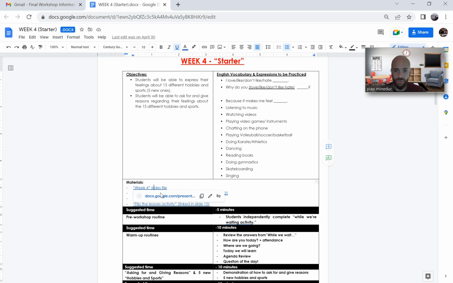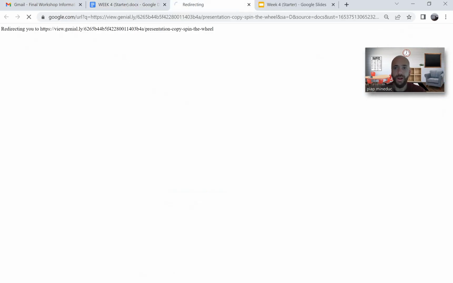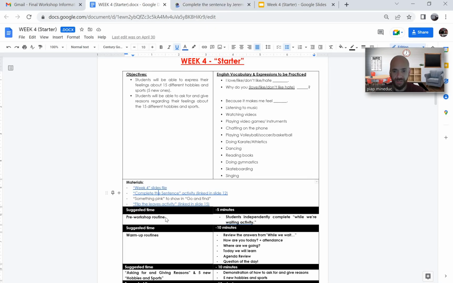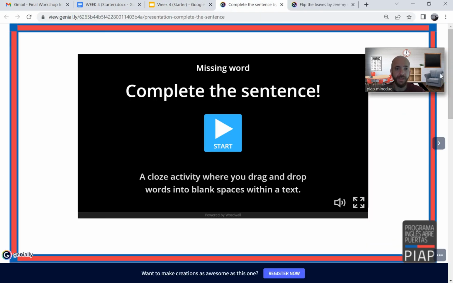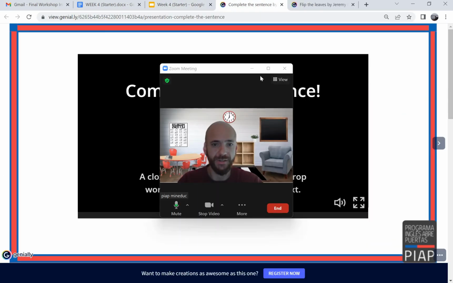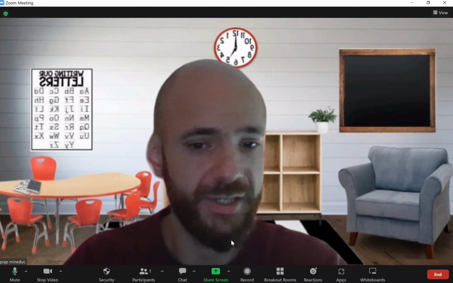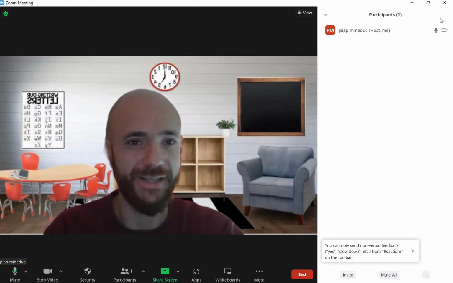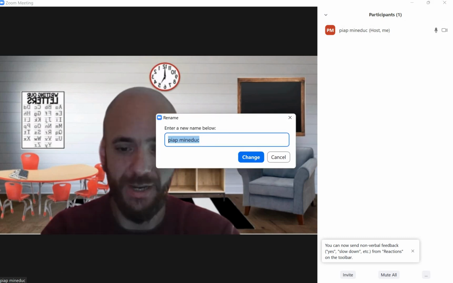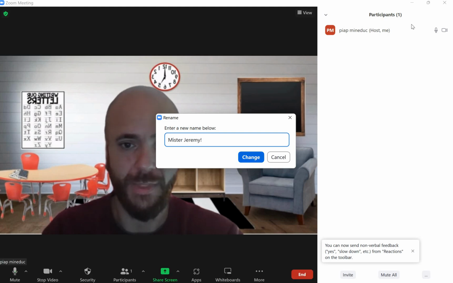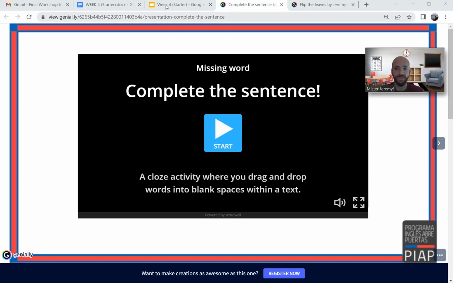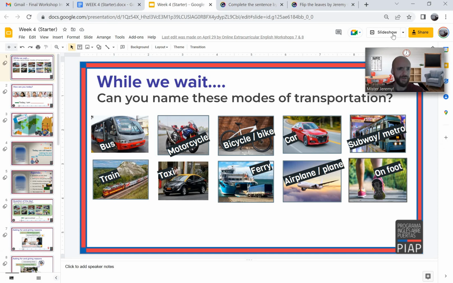So I'm going to go ahead and open these up and have them all ready to go so that while I'm in the session, I do not need to worry about the pages loading. I'm also, as usual, just to follow through with the example, going to change my name here to Mr. Jeremy. So we are all set. I'm going to go ahead and put this in slideshow mode, and let's get started.